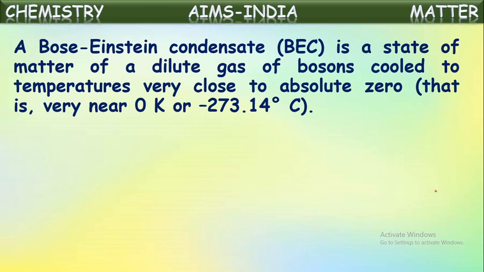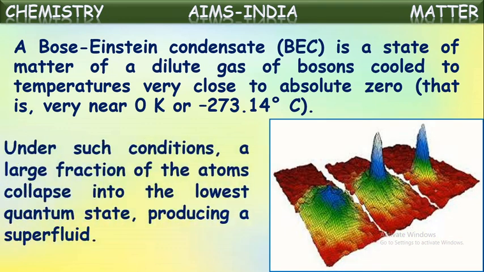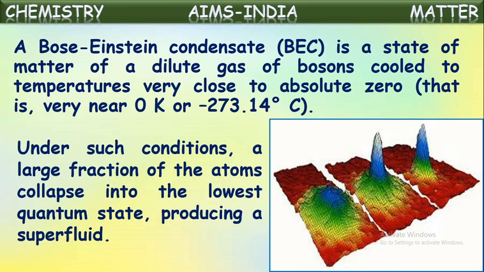What is absolute zero here? It is a temperature equal to 0 kelvins, or minus 273 degrees Celsius. This temperature is called absolute zero. When you cool a gas to nearly this temperature, then the vibrations of the molecules almost freeze. They won't move at all. The volume of the gas becomes almost zero. That state is called Bose-Einstein condensate, or BEC. Under such conditions, a large fraction of atoms or molecules collapse into the lowest quantum state, producing a superfluid which we call BEC.